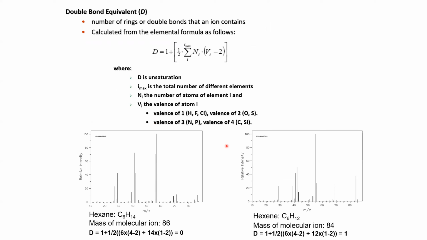So, double bond equivalence: the number of rings or double bonds that an ion contains is going to have to be accounted for. This is calculated from the elemental formula as follows. They're given the equation there, where D is the unsaturation factor, I max is the total number of different elements, Ni is the number of atoms of an element I, and Vi is the valence of atom I. Here we see the mass spectrum for hexane and hexene, and the large differences between these are largely due to the presence of this double bond.